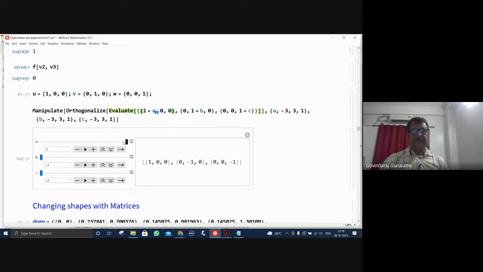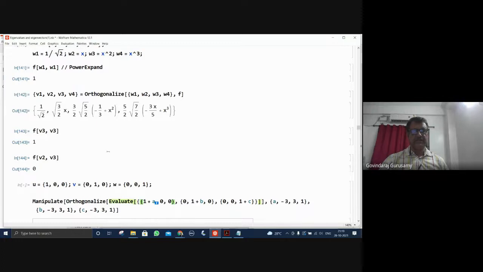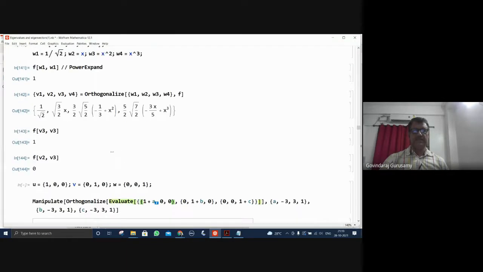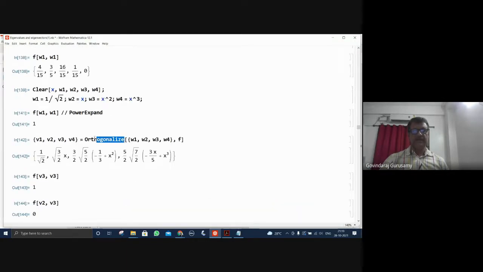Similarly, you can keep it anywhere you like and change this B and see how the changes take place, and see that orthogonality will be satisfied. Similarly, keep A and B variable and check the variation of C. C can be retained while B and A are changed. All the possibilities can be explored to make sure the orthogonality property is consistently satisfied for all the values of 1 plus A, 1 plus B, 1 plus C. That can be cross-checked because every time this function is being orthogonalized.